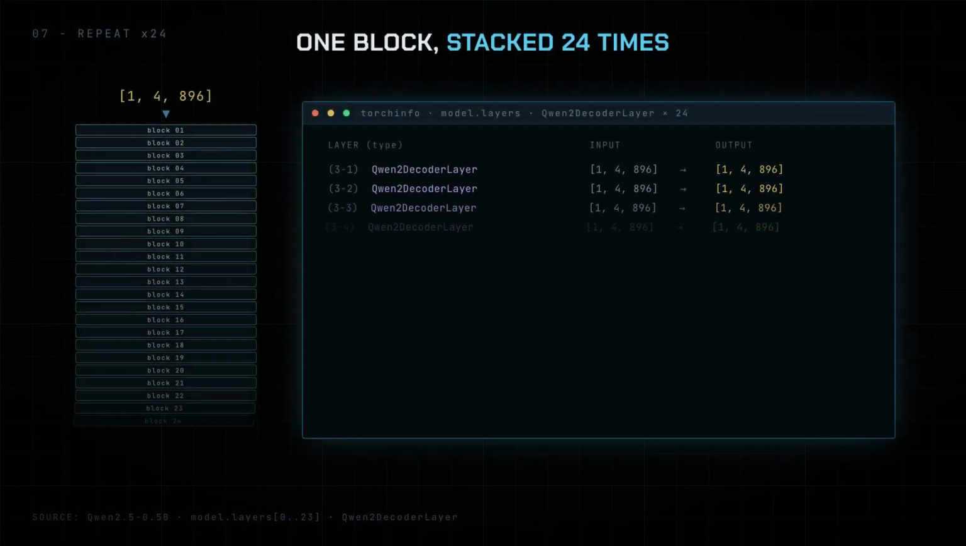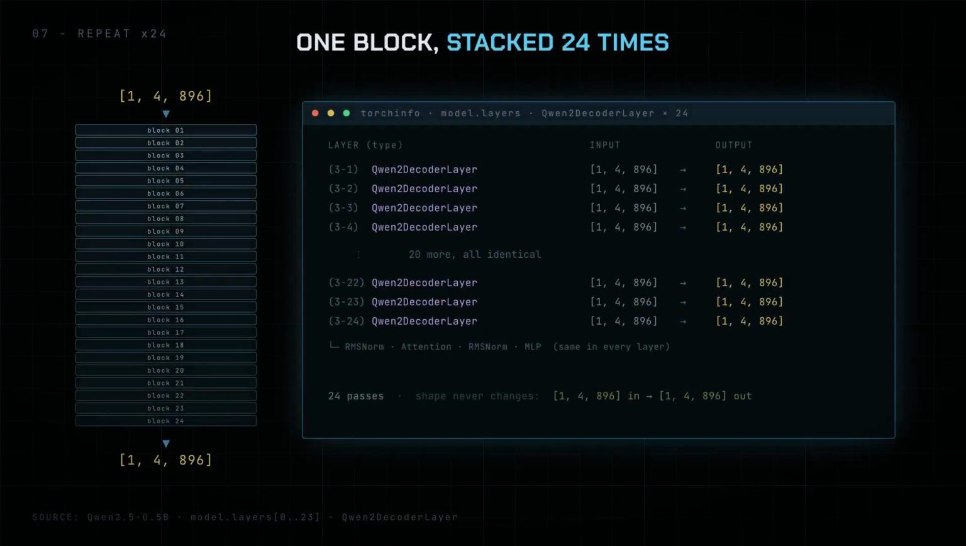Stage 7, repeat. That whole block, norm, attention, norm, feed forward, is stacked 24 times. Torch info literally lists decoder layer 0 through 23, every one the same shape in, same shape out. Each pass sharpens the meaning a little more.